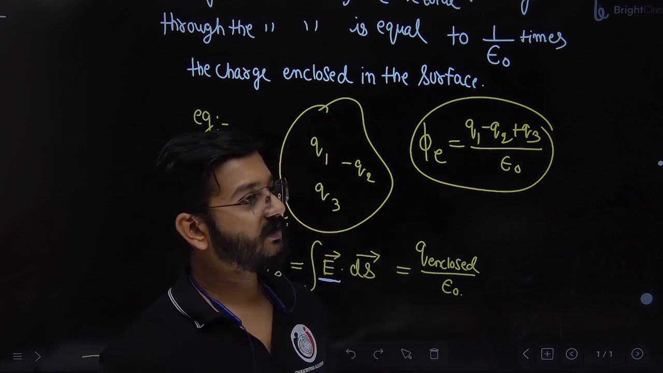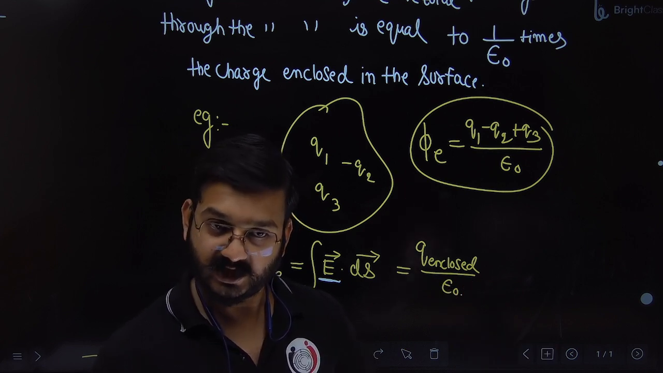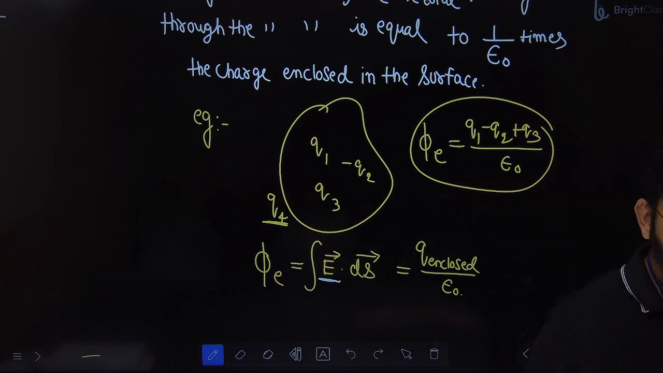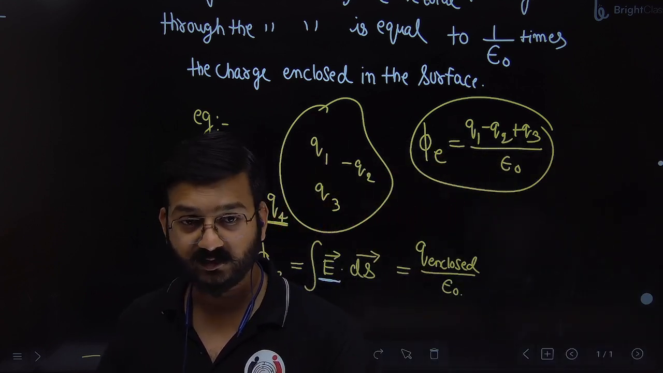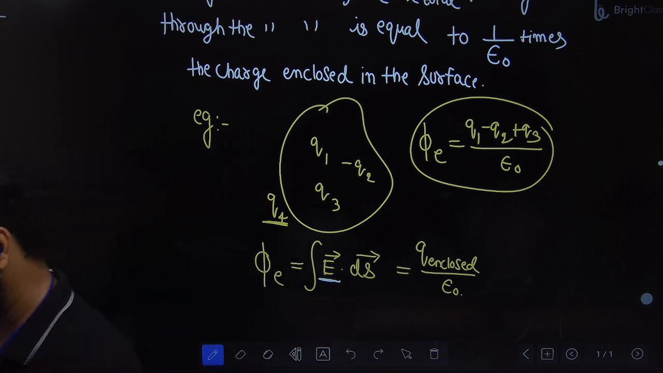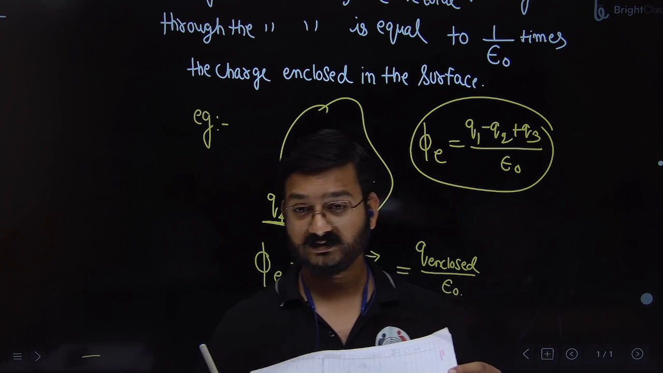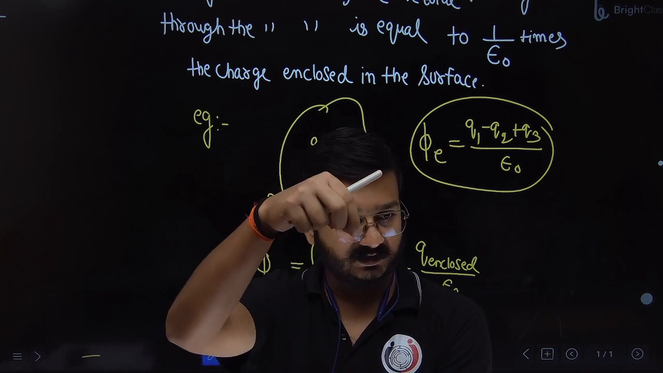Then Gauss law is applicable for all types of closed surface, but it has to be closed. The moment surface is open or the charge is kept in open, you can't apply Gauss law. Suppose just see this thing here. This is a question in your NCERT also. I'll give that as homework. If this is a surface, rectangular plate, I keep a charge here.